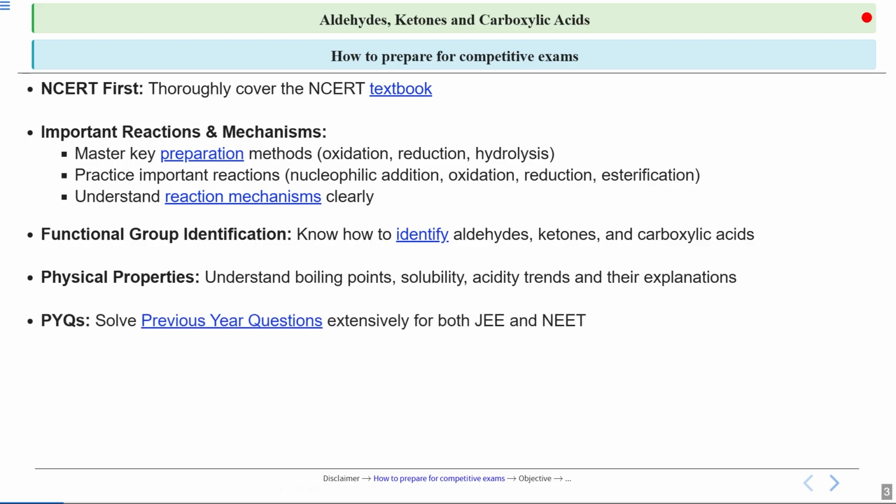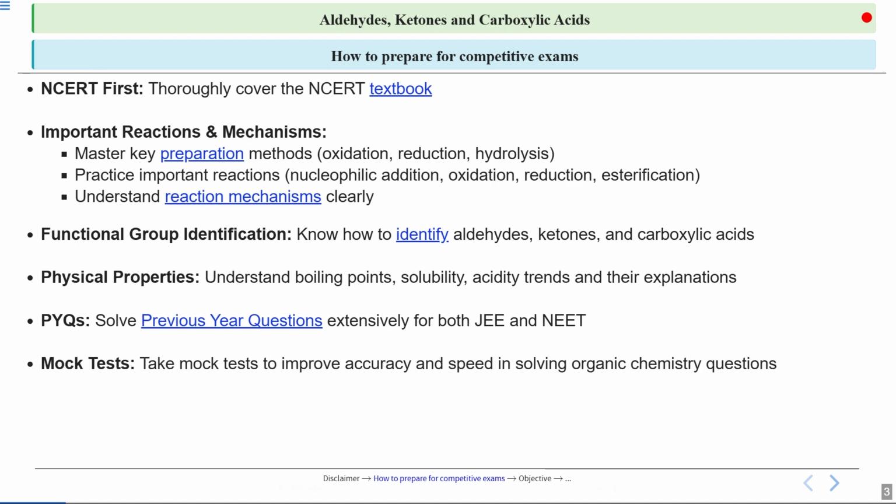And for a better understanding of the concepts, you need to solve the previous year questions extensively for both JEE and NEET. This helps you to understand the exam pattern and the types of questions which are being asked. If you practice more and more questions, it will improve your knowledge. Then you should solve mock tests. Mock tests are very crucial for improving your accuracy as well as your speed.